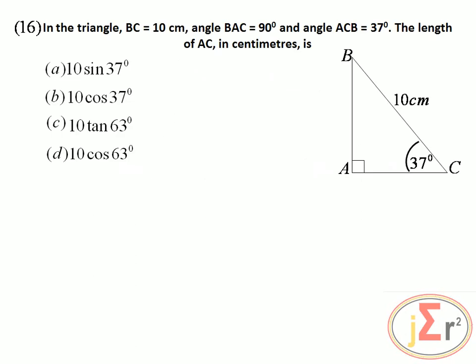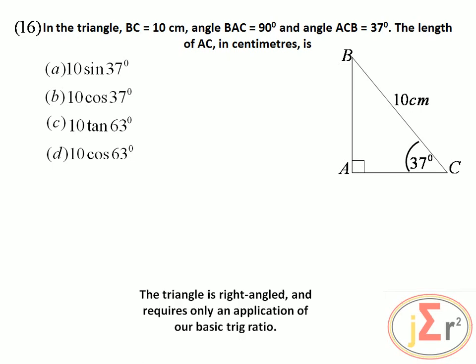In the triangle that we have right here, BC is 10 centimeters. Angle BAC is equal to 90 degrees, which of course is a right angle triangle, so we need to have a right angle in here, and this is the right angle. And we have another angle right here, 37 degrees, that is angle ACB. We need to determine the length of AC in centimeters.